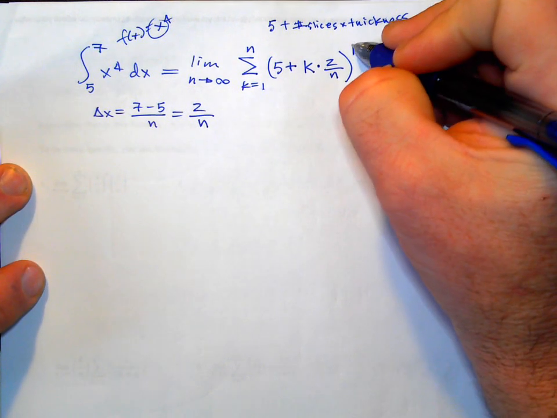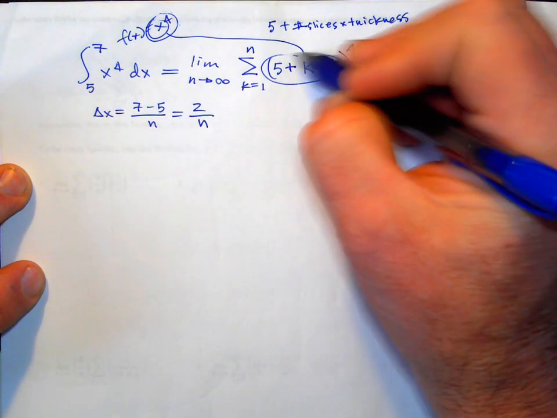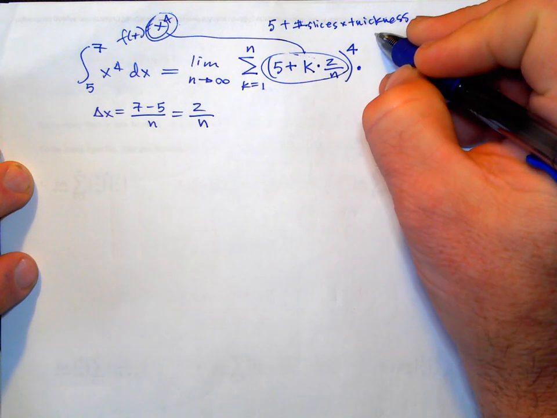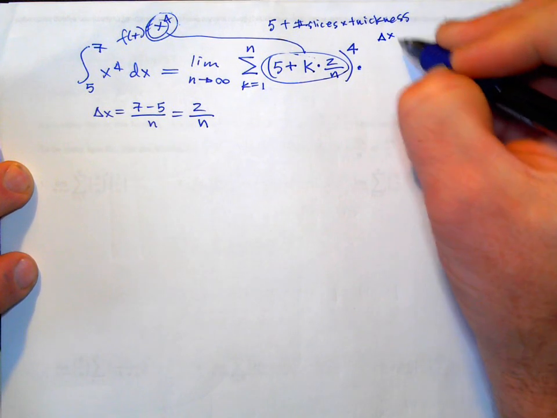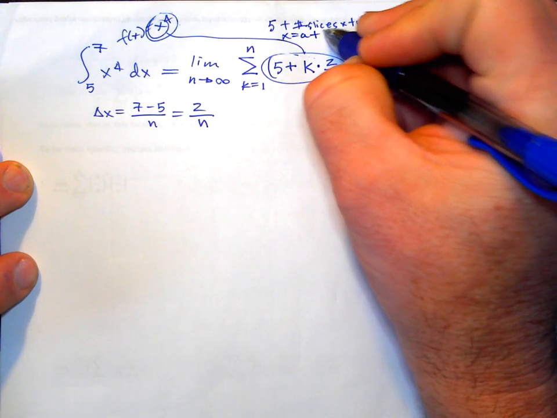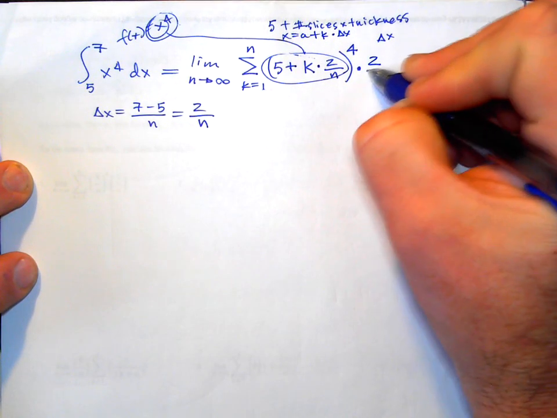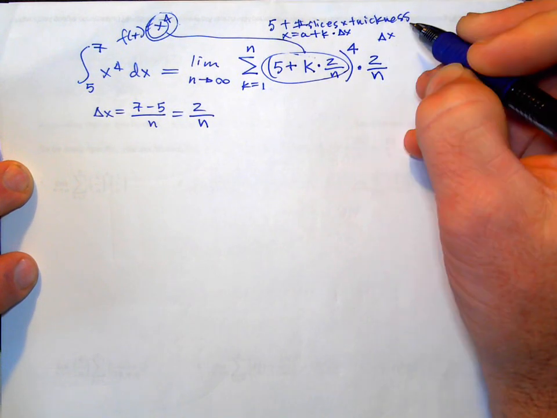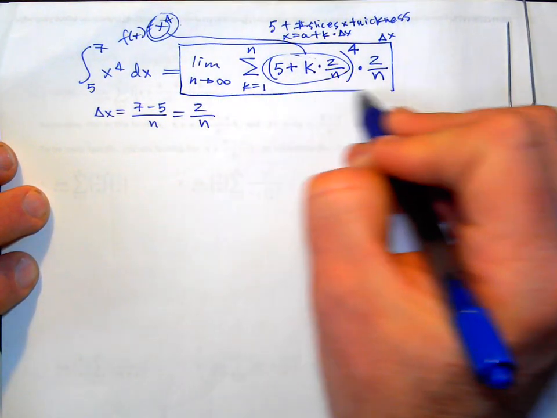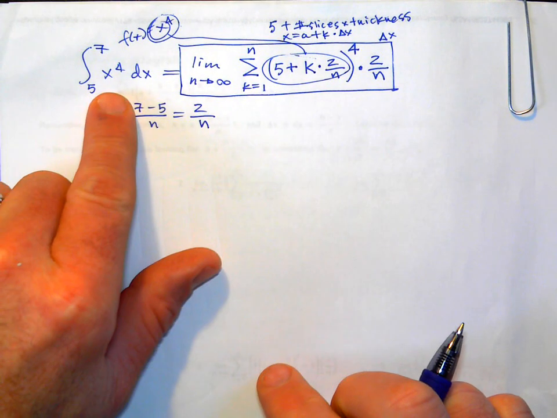Now we have to raise this to the 4th power because that's the function we're doing. So all this right here is x. And then we have to multiply by delta x, because remember, x equals a plus k delta x, and then we get another delta x right here. So there you go. That's the setup. This expression is the exact value of that integral.